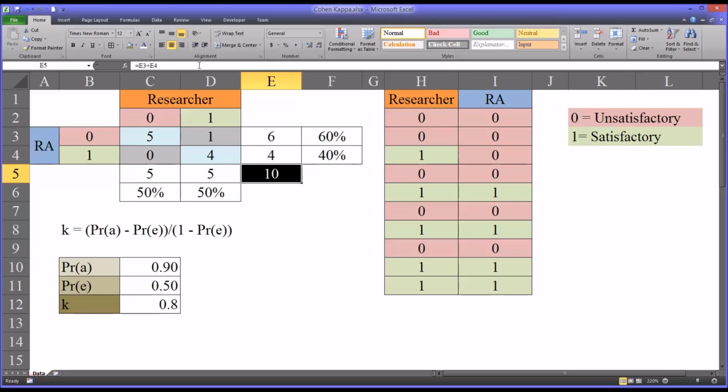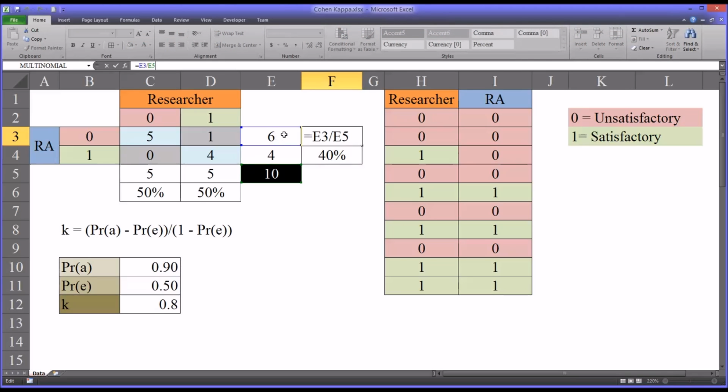And then for this case, I add the column, but you could also add the row here. It's the same value, 6 plus 4, or 5 plus 5 equals 10. So moving out one more column and down one more row, I'll show you how I calculated these percentages.